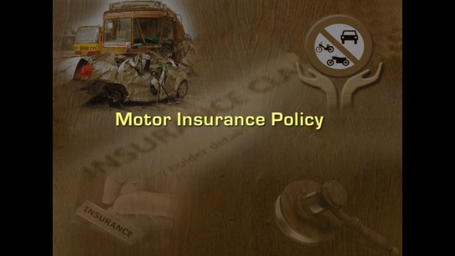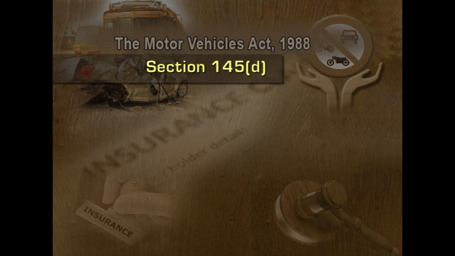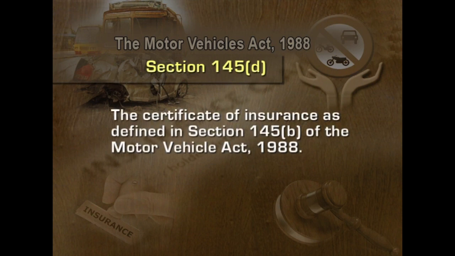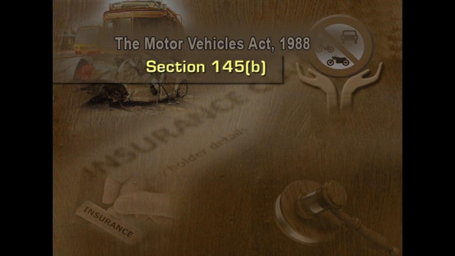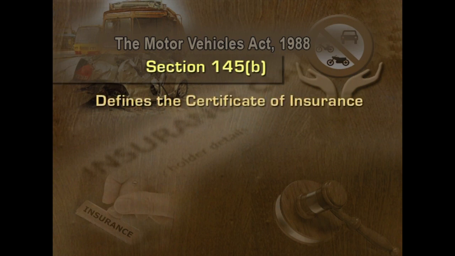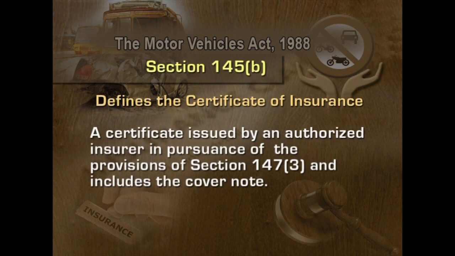Motor insurance policy. Section 145 subsection D of the Act defines the motor vehicle insurance policy as a certificate of insurance as defined in Section 145B of the Motor Vehicles Act 1988. Section 145 subsection B of the Act defines the certificate of insurance as a certificate issued by an authorized insurer in pursuance of the provisions of Section 147(3), and it includes the cover note.